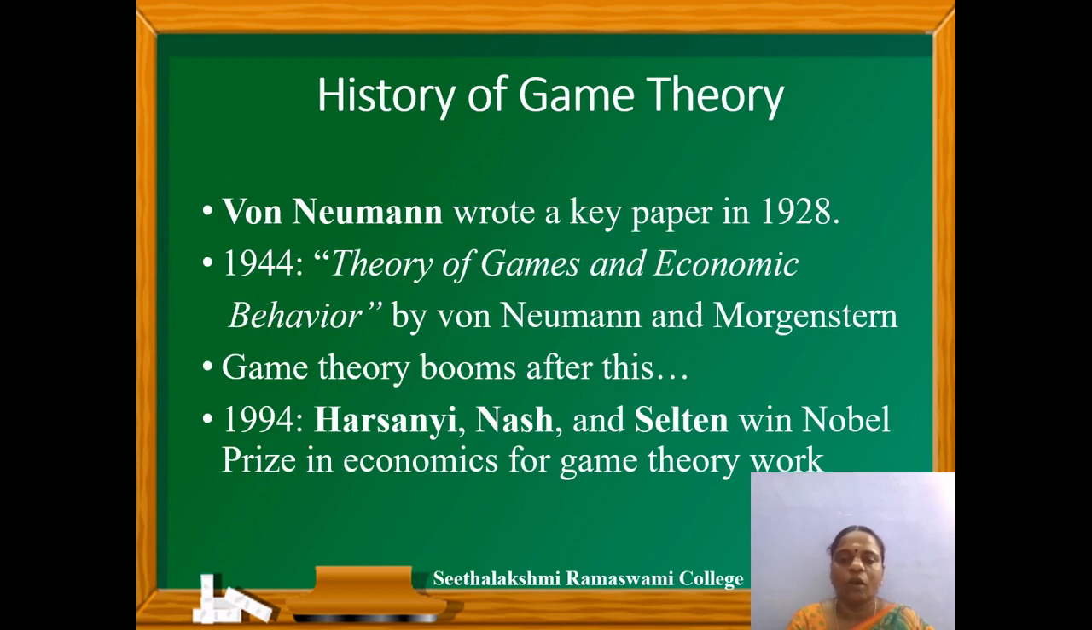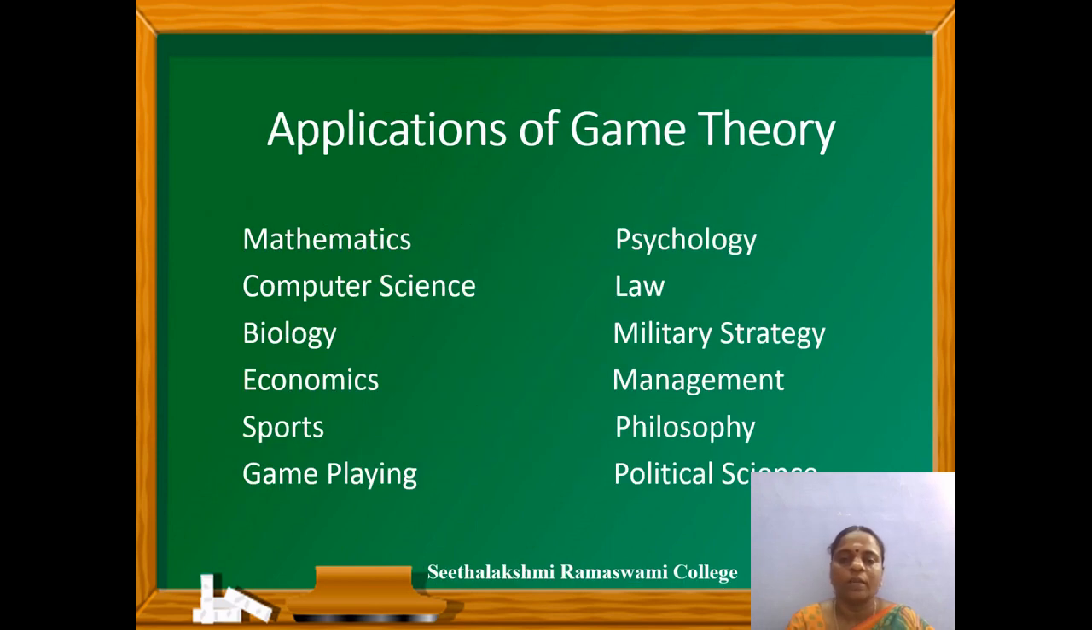History of game theory. Von Neumann wrote a key paper in 1928. In 1944, Theory of Games and Economic Behavior by von Neumann and Morgenstern. Game theory booms after this. In 1994, Harsanyi, Nash, and Selten win the Nobel Prize in Economics for game theory work. Applications of game theory: mathematics, computer science, biology, economics, sports, game playing, psychology, law, military strategy, management, philosophy, and political sciences.